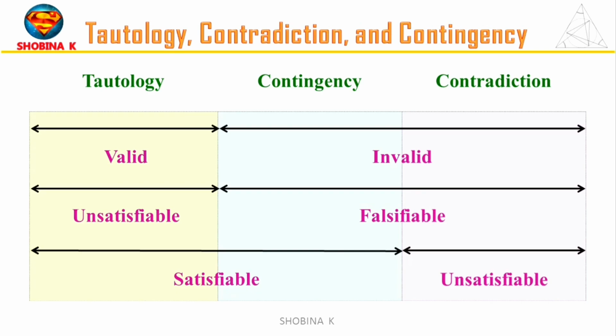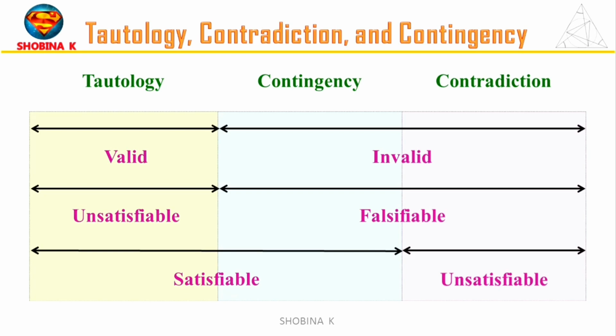Here are these logical concepts explained in simple terms. Contradictions are always falsifiable and invalid. You can prove them false, but you can't make them true. Contingencies are always falsifiable and invalid. You can prove them false, but you can't make them true. Tautologies are always unfalsifiable and valid. You can't prove them false and they are always true.